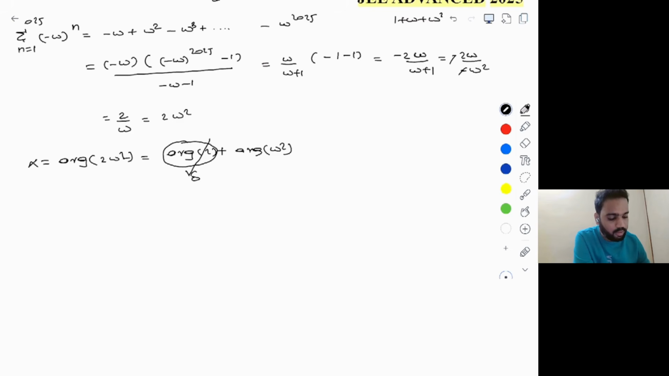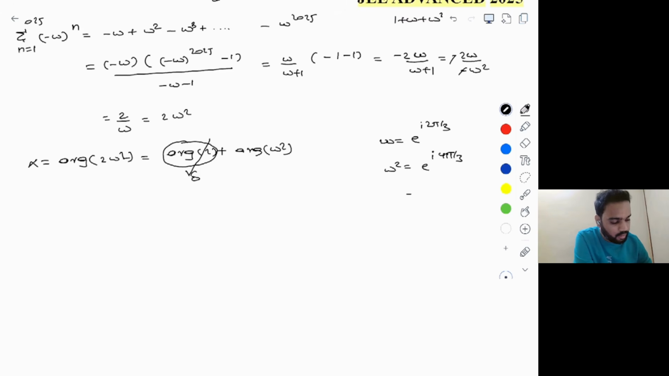So the only remaining part is the argument of omega square. Now we know what omega is. Just now I've written that omega is nothing but e to the power of i 2 pi by 3. And obviously you get omega square as e to the power of i 4 pi by 3 if you square on both sides. But here we have to make sure the argument is taken in the interval minus pi to pi, right?